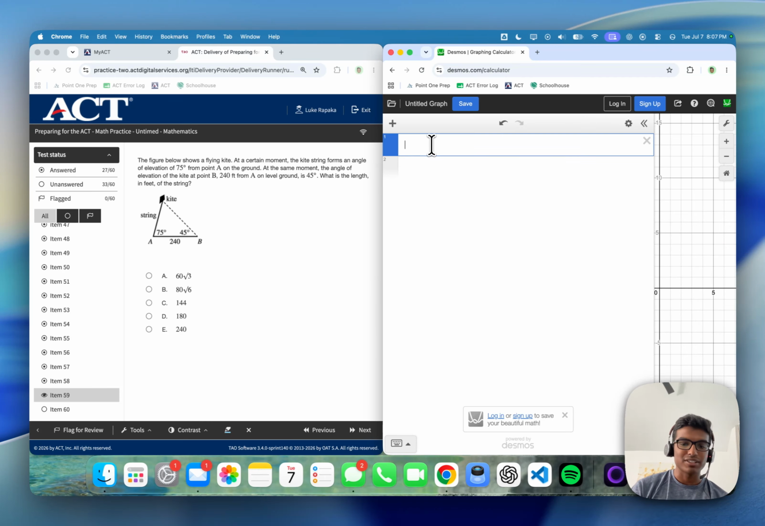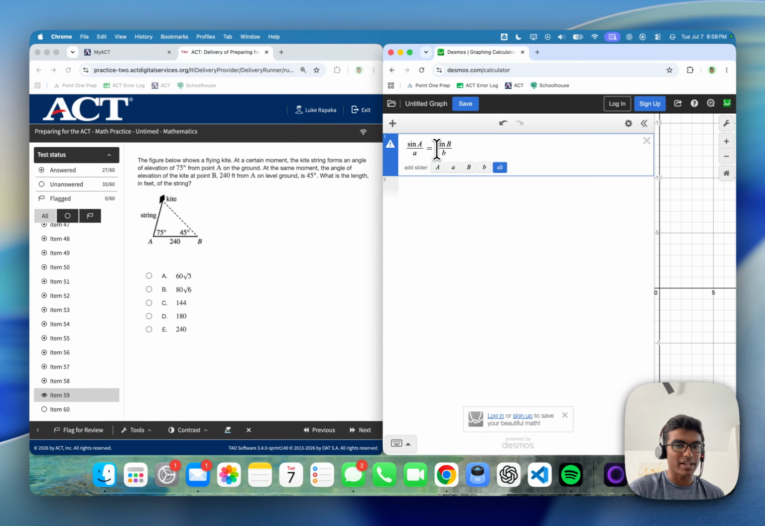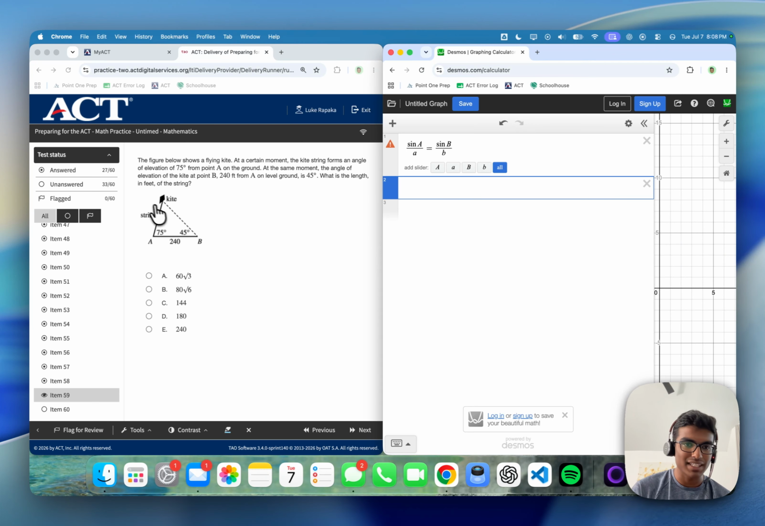Okay, this is a law of sines question. So law of sines is sine a over a equals sine b over b. So I'm trying to find the length of the string. Okay, so first thing I'm going to do, I'm going to find this other angle, because for law of sines to work, I need to have an angle and side length pair. So I'm going to do 180 minus 75 minus 45, which gives me 60. So this angle up here has got to be 60.